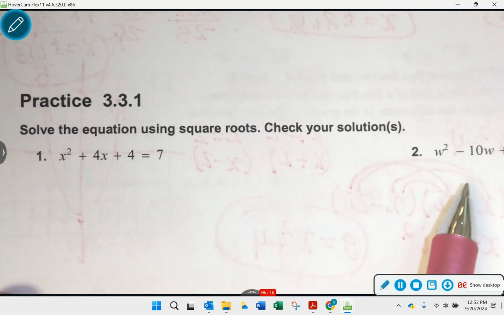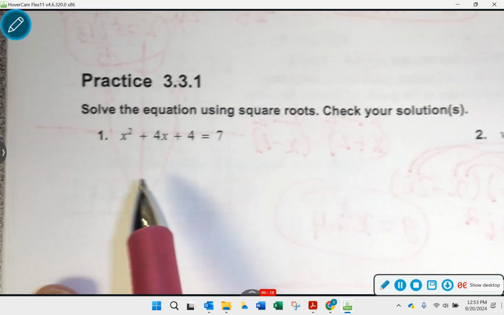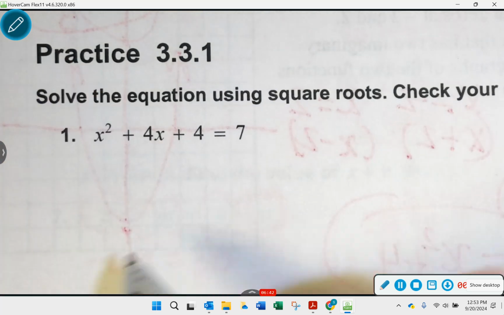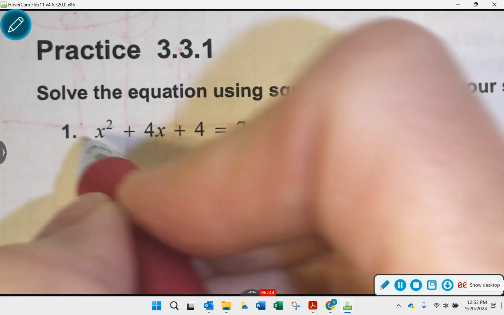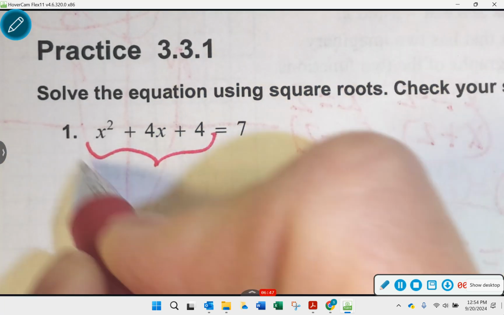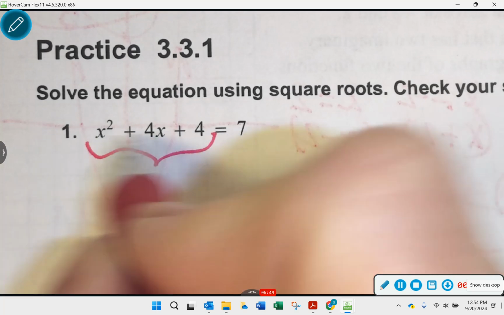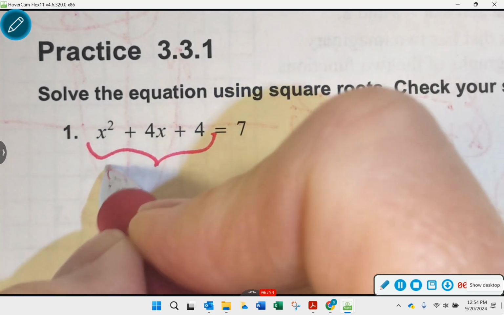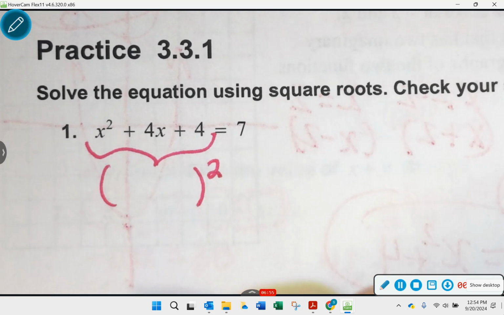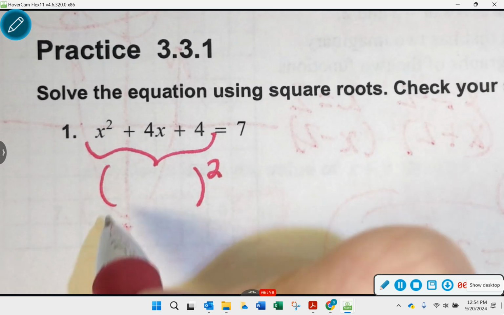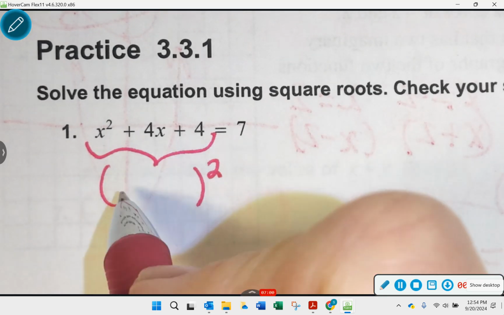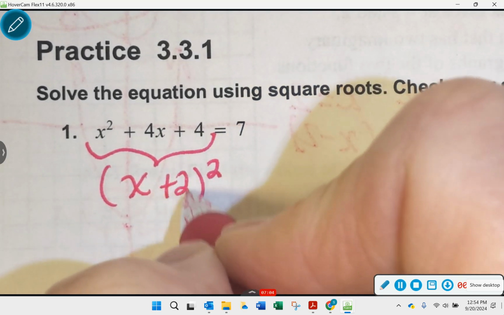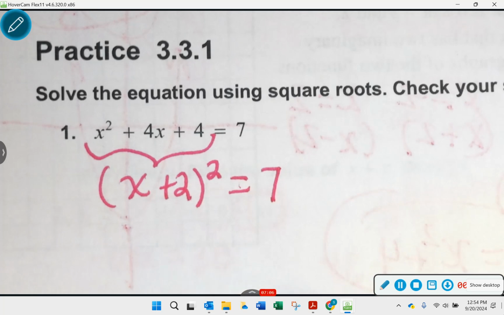All right, guys. So why in the world do we care about that? Well, it's going to allow us to do a problem like number 1 down here. Because now I should be able to look at this and immediately know how I can solve this problem. How would this factor down into a binomial squared? X plus 2, quantity squared, right? Equals 7.